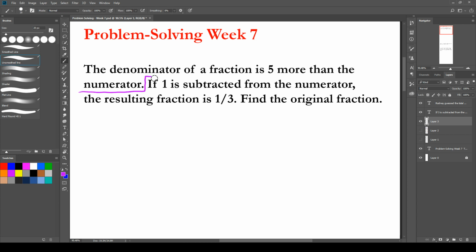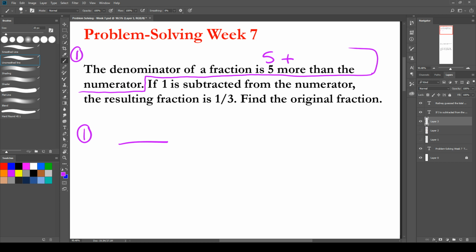So I'm just going to interpret this first sentence and see what I get. I'm just going to say this is my one, and I'm going to do a little bit of thinking down here. So the denominator of a fraction, so I know I've got a fraction involved, so I'm just putting a little divider sign here. The denominator of the fraction, so this bit here, is 5 more. So 5 more means plus, so I've got 5 plus, or plus 5. The denominator of the fraction is 5 more than the numerator.